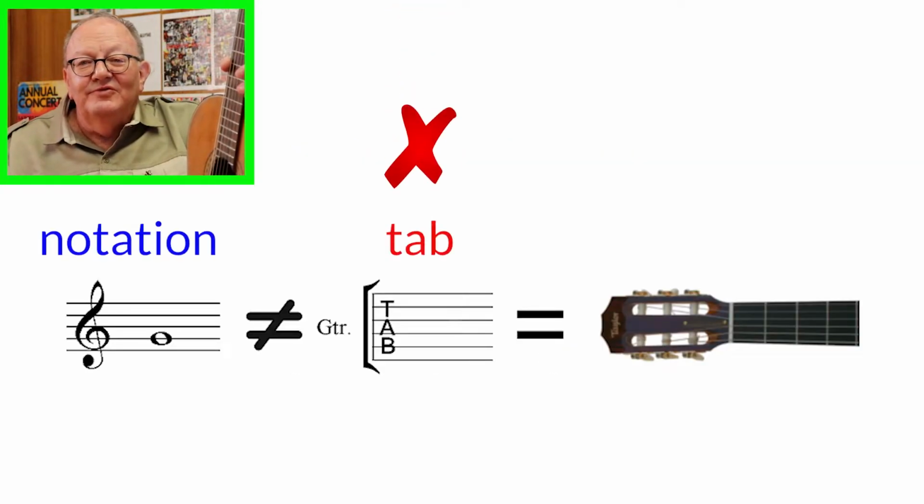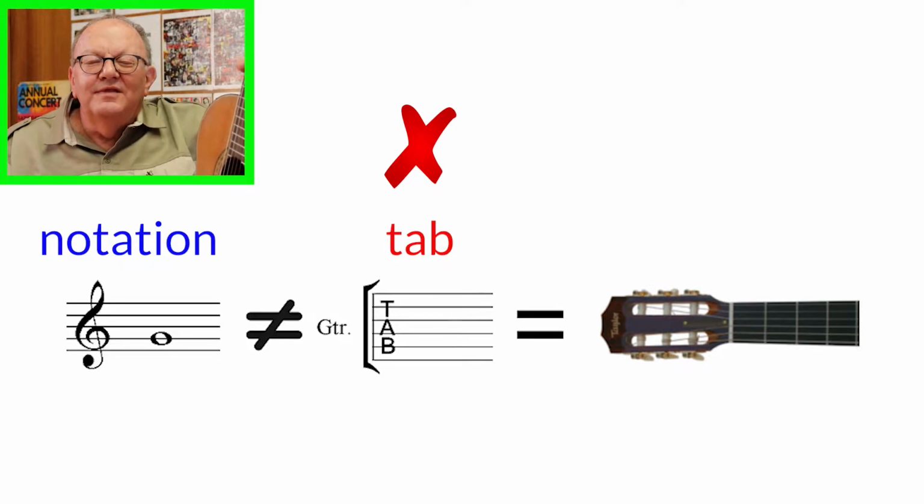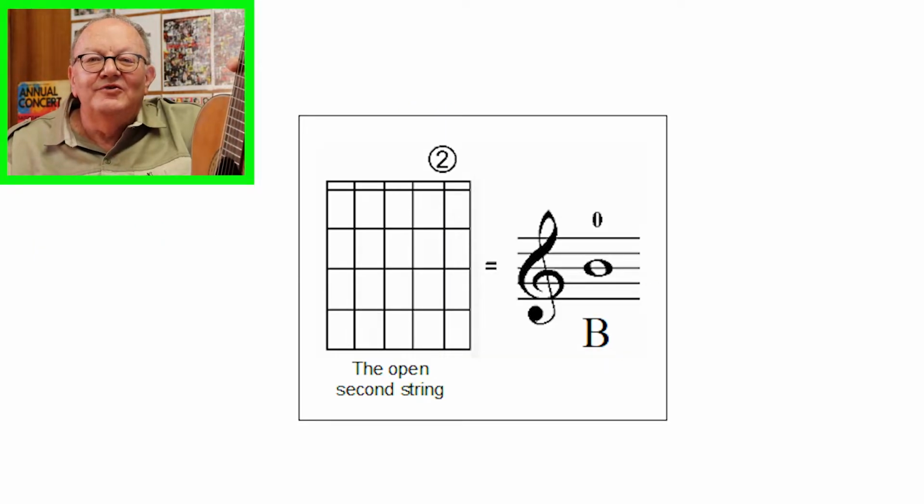So 2 things to notice. The 5 lines of the staff are not guitar strings. Many of my students see the note on the 3rd line and think it represents the 3rd string of the guitar. Not so. The note on this 3rd line is B, which we have already learned, the open 2nd string. Don't confuse music reading with tab.